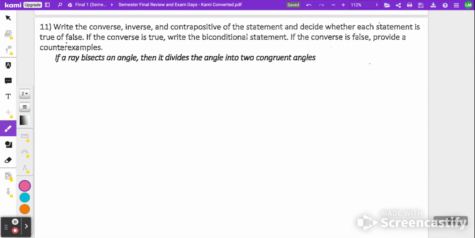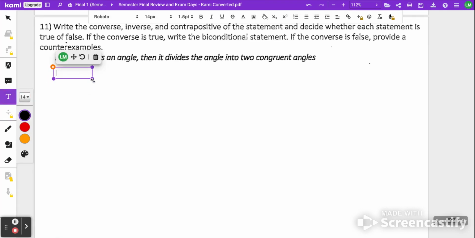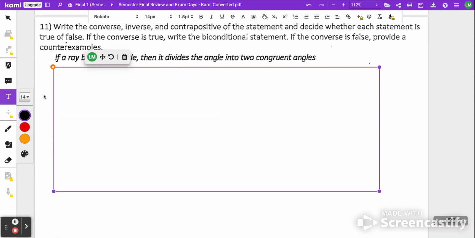Number 11, write the converse, inverse, contrapositive, and biconditional, and then if the converse is false, provide counterexamples. We're going to type these out because we'll end up writing for days, and I don't want to slow down the process of the video here. So we'll start with converse. Your converse is always starting with Q and then goes to P.